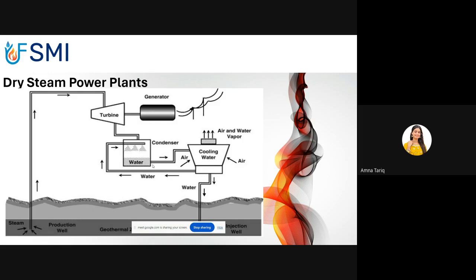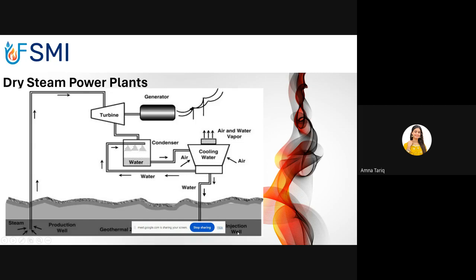After the condenser, the next is cooling water. This is the cooling water. The diagram shows the cooling water entering from the bottom and exiting at the top. This water is used to condense the steam in the condenser. And after the cooling tower, the last is the injection well. Okay.